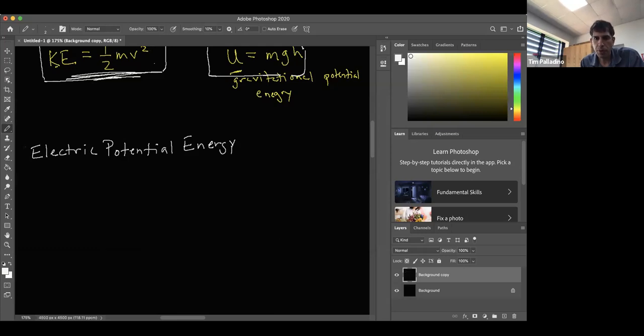So anytime you can separate charges, you create electric potential energy. So this is probably, of anything today that you need to remember, the most important thing to remember. Anytime charges are separated, it creates electric potential.